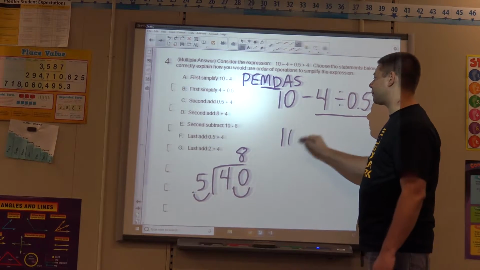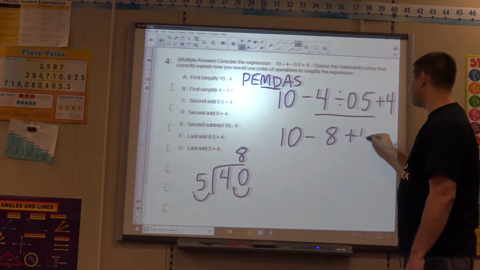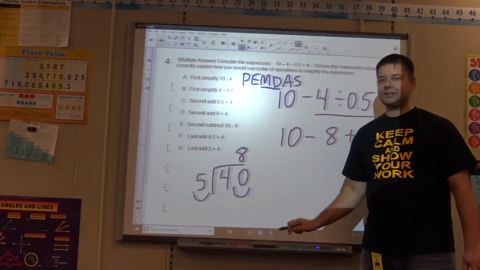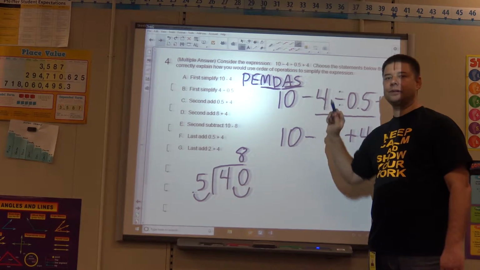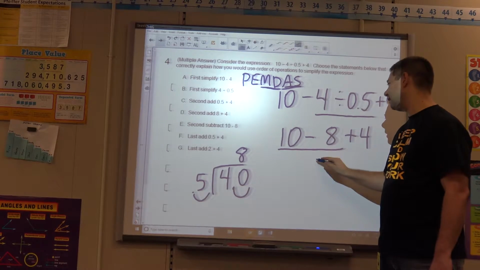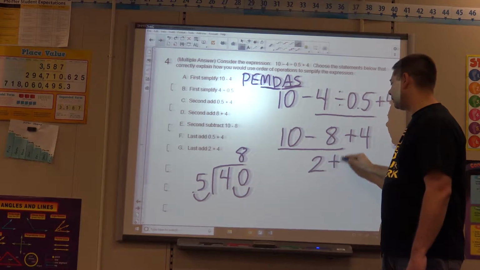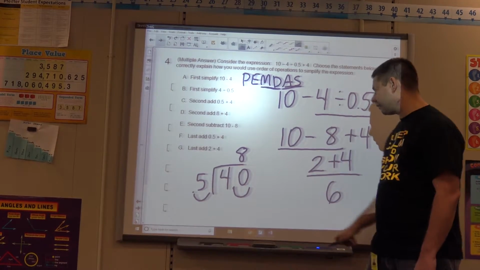So now I'm going to rewrite the problem. 10 minus 8 plus 4. Okay, next up, I just have addition and subtraction. I do them together from left to right. So I'm going to subtract first. 10 minus 8. That's going to give me 2. And then finally I have 2 plus 4. That gives me my final answer of 6.